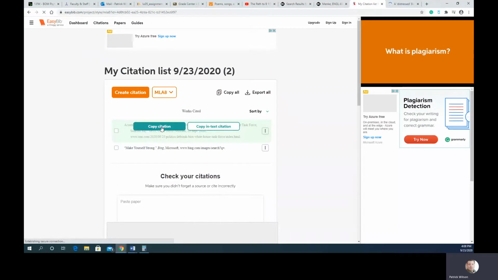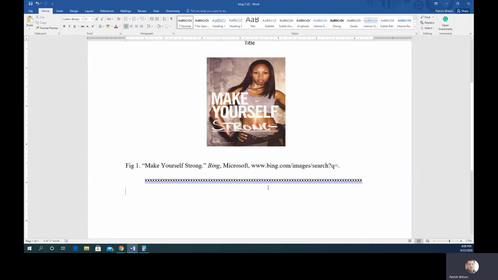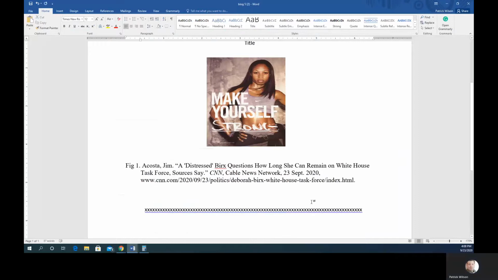So what you want to do is copy the citation. And let's say this was my paper again. You want to type FIG, F-I-G, which basically means figure one. And then right underneath your picture here, you're just going to copy and paste that citation right in there.